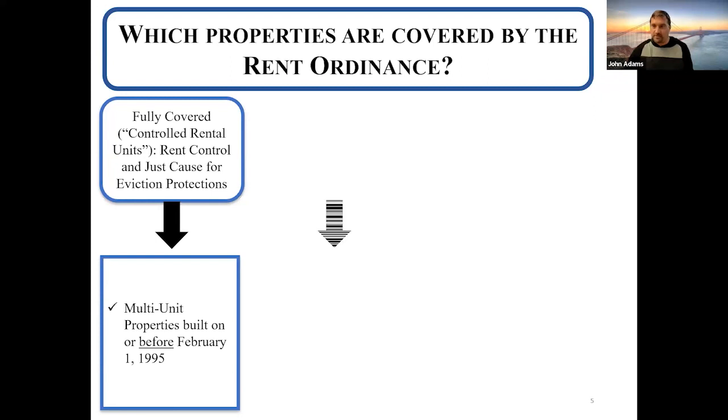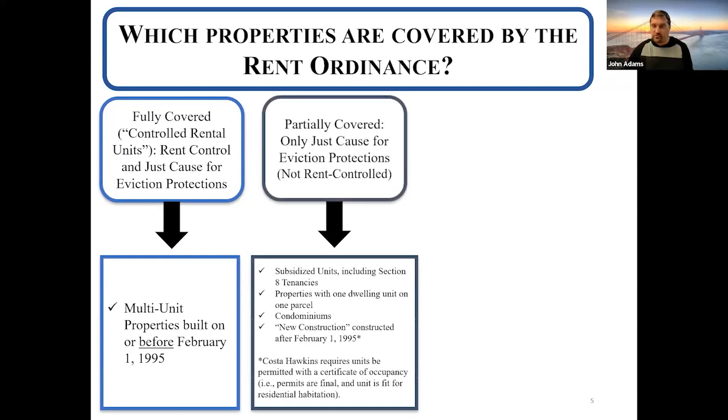Partially covered means that a property is subject to only eviction protection laws, just cause for eviction protection. This includes all single-family homes, that is when there is one unit on one parcel, new construction, so built after 1995, condominiums, and government-subsidized units. Almost all units in Richmond are subject to the just cause for eviction protections law.